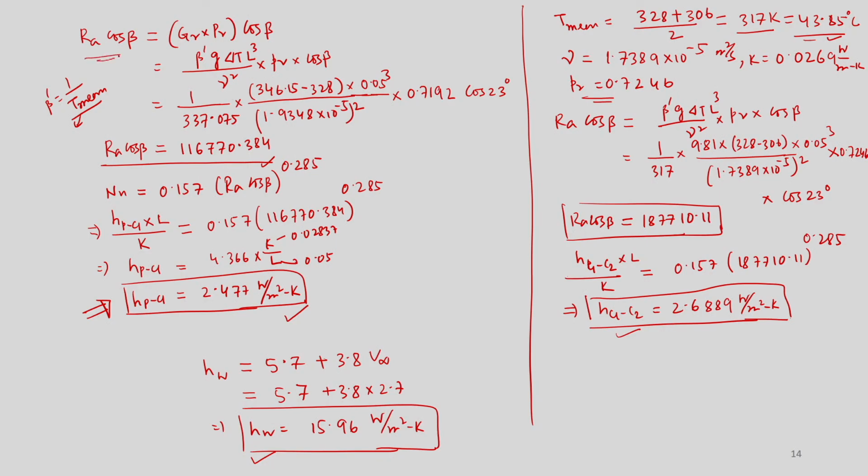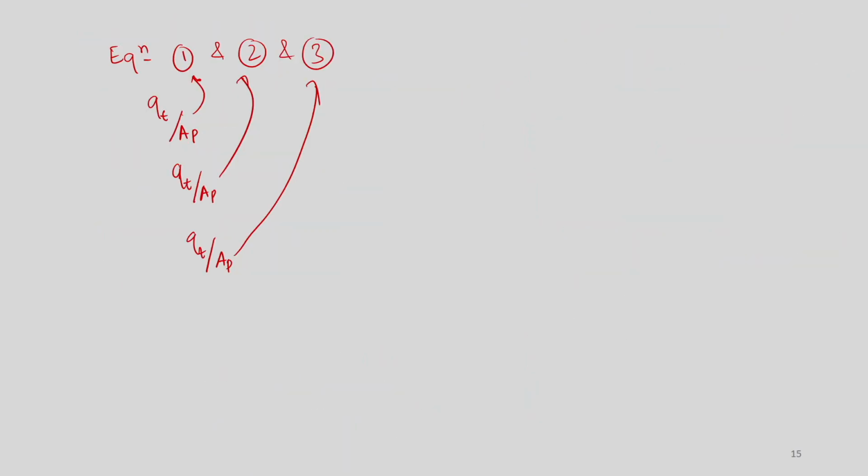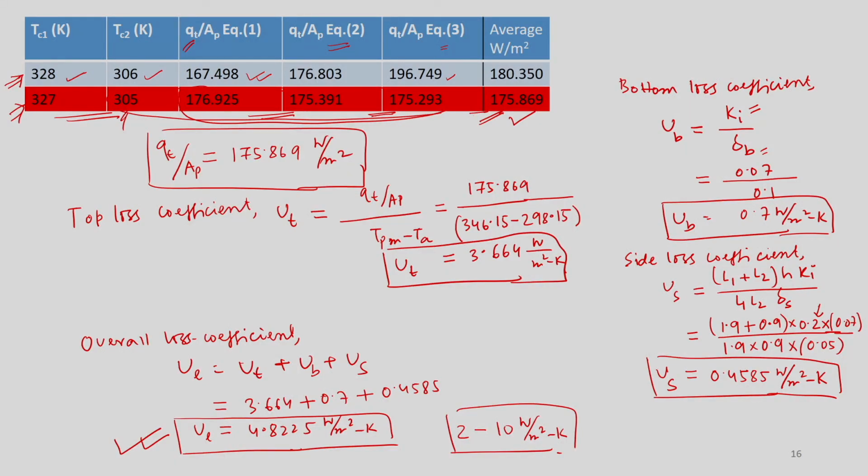So, once we know Ra cos beta, then we must check which correlation is to be used for this application. Once we finalize that, from that we can calculate HPC1, and accordingly we can calculate HC1 to C2 and then HW. Once you know this, then we need to check whether all are the same or not. If it is not the same, then we have to go back again and consider a new set of TC1 and TC2, and that will continue till we get a uniform result of QT by AP for all the three equations.